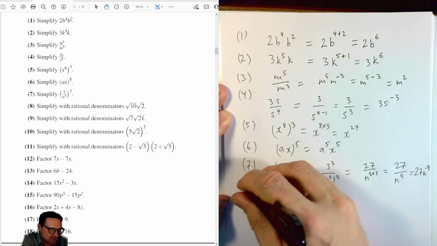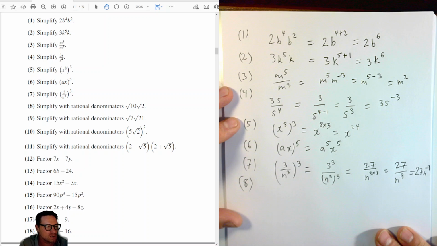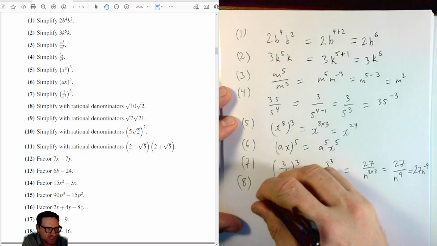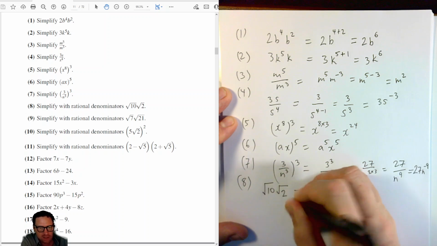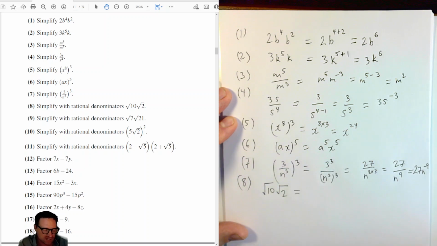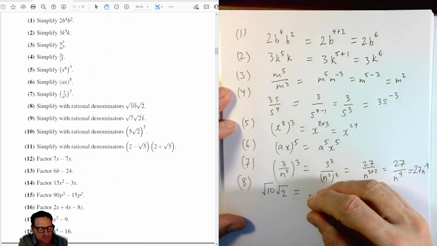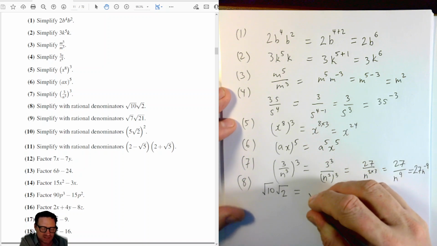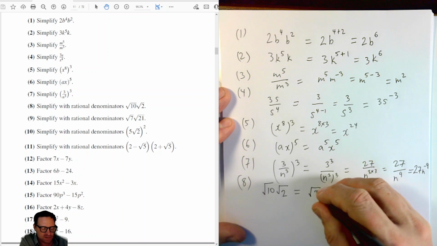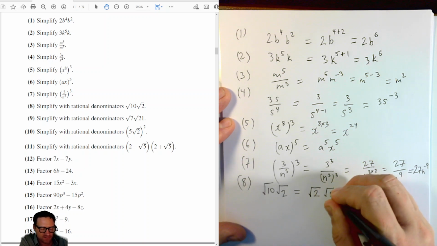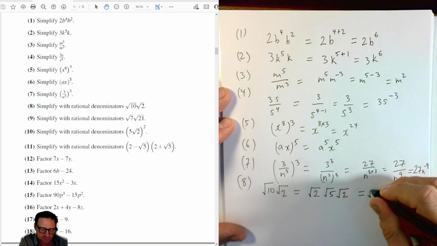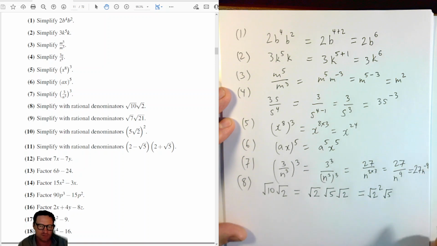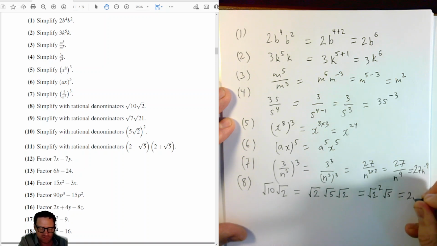Okay, question 8. Simplify with rational denominators root 10 times root 2. Well, you want to think about the factorization of these numbers. So we can express 10 as 2 times 5, and so this is root 2 times root 5 times root 2. Now we have 2 of the root 2's, so root 2 squared times root 5. Root 2 squared is 2, so this is 2 root 5.